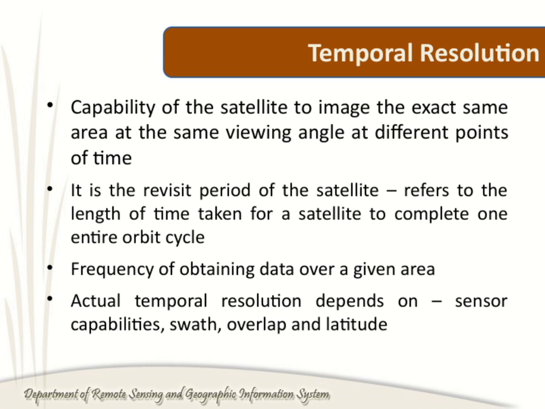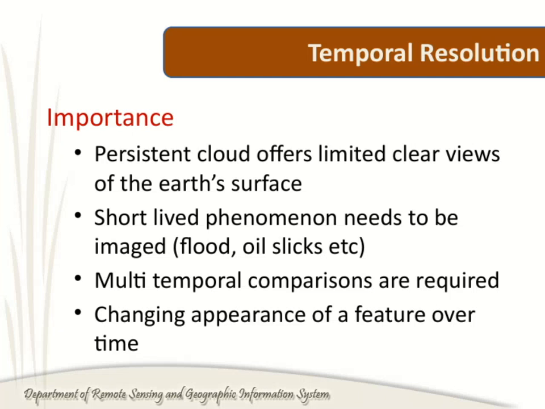But it's important to remember that the actual temporal resolution isn't just about the satellite's orbit. It also depends on several factors like the sensor's capabilities, the width of the swath it can image in a single pass, the overlap between images, and even the latitude of the area being observed. All these elements together influence how often we can get fresh, useful data for a specific location. So, understanding these aspects helps us optimize satellite imagery for various applications, whether it's environmental monitoring, disaster response, or urban planning.